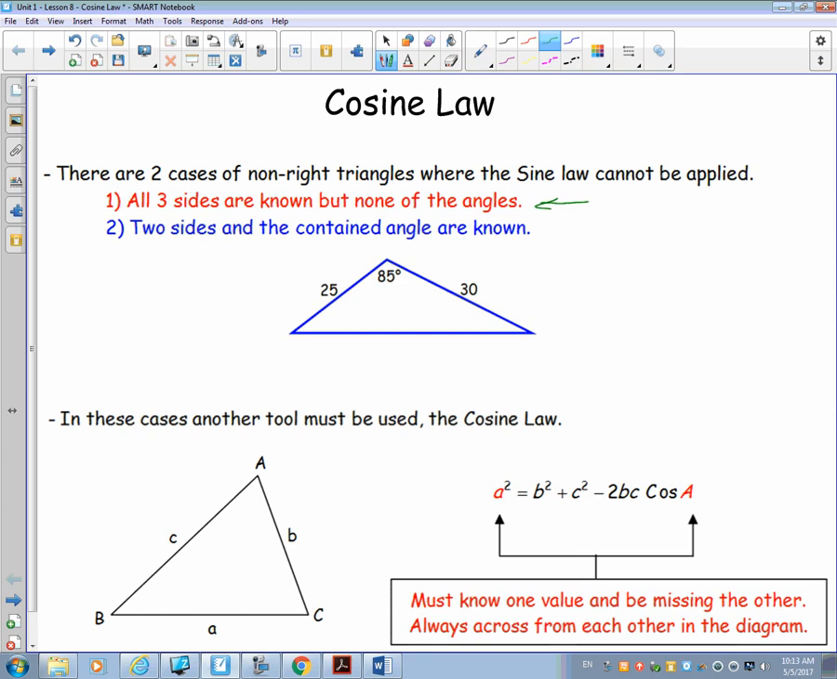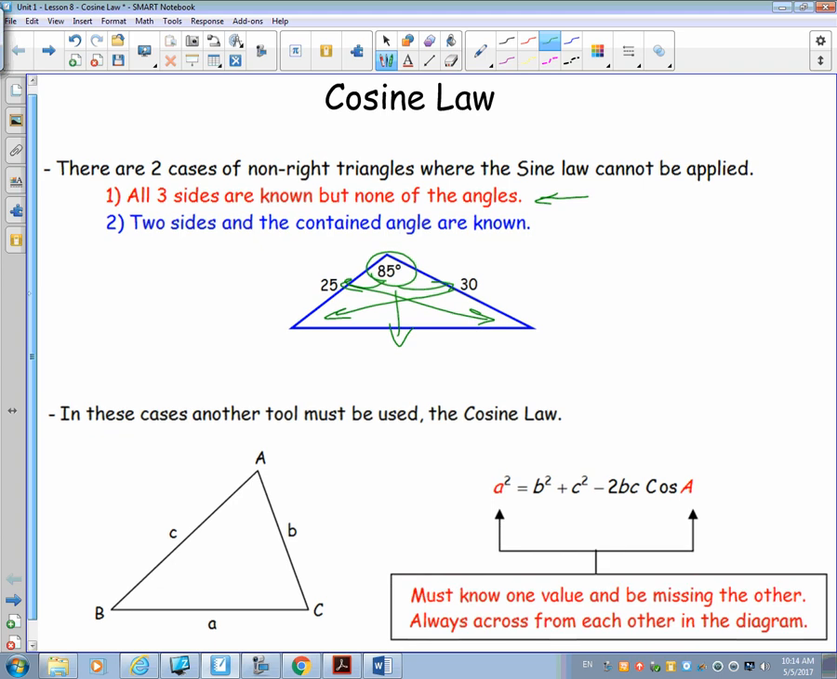And option two, two sides and the contained angle. This angle is contained between two known sides. Again, we don't have a known pair. I don't know this side, I don't know this angle, and I don't know that angle, so I can't use the sine law. So in these two situations, we need a third tool, other than SOHCAHTOA and the sine law. The tool we're going to look at today is the cosine law.